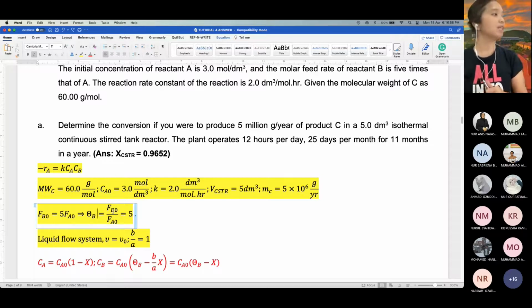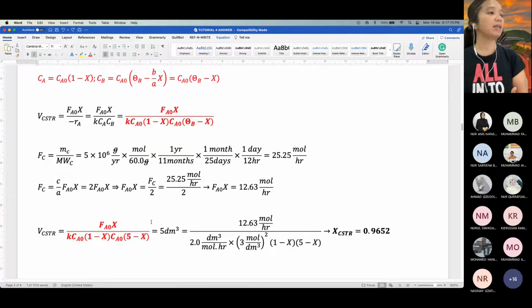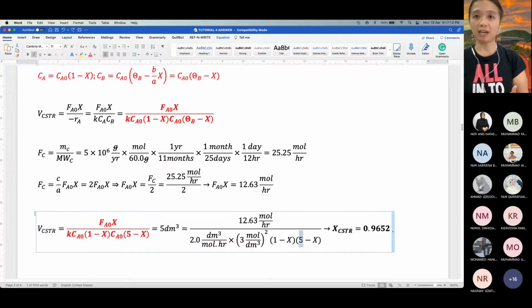So you get your theta B as 5. So again, FB0 equals 5 FA0. Hence, FB0 per FA0 equals 5. So my theta B is now 5. Okay, so you will replace theta B as 5.